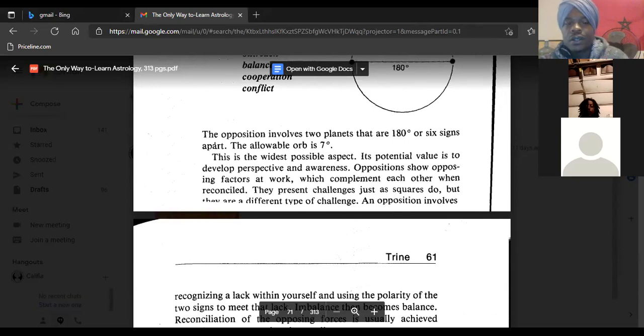The opposition involves two planets that are 180 degrees or 6 signs apart. The allowable orb is 7 degrees. This is the widest possible aspect. Its potential value is to develop perspective and awareness. Oppositions show opposing factors at work, which complement each other when reconciled. When reconciled, they present challenges just as squares do, but they are a different type of challenge.